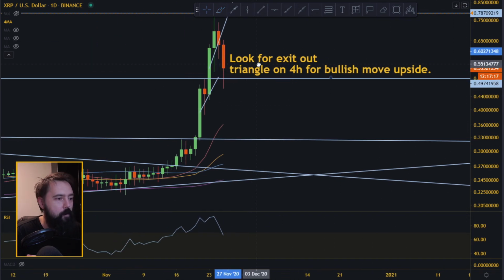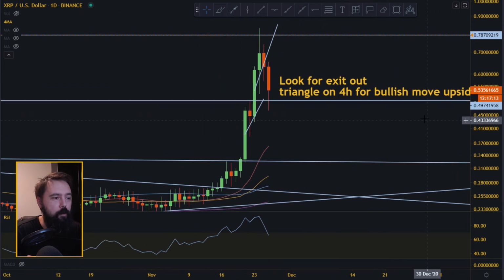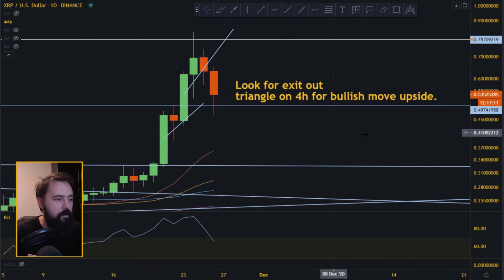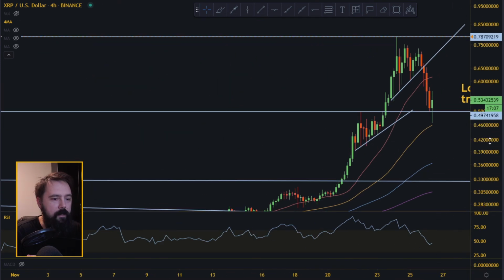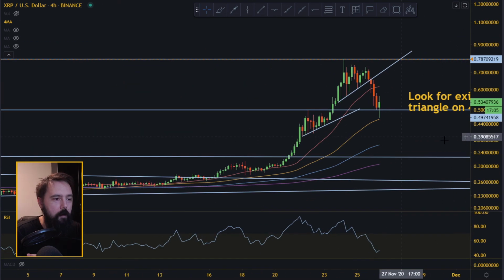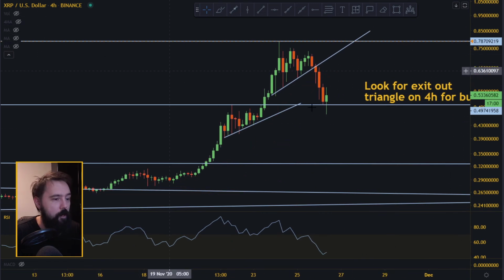Now the last thing before we go, I want you to look at XRP. I wrote here, look for the exit out of the triangle on the 4 hourly for a bullish move upside. It was a long time since I did XRP, and when I did, it was really low, but I wanted to look for the next move upwards so I can make a video about it.